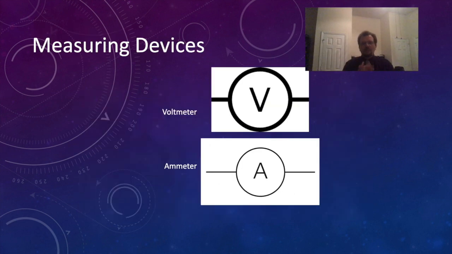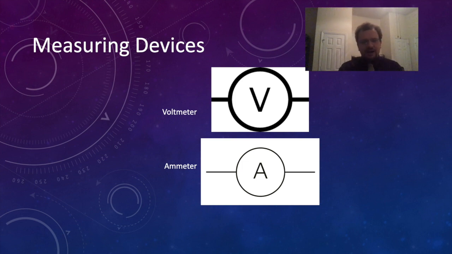So we also have our measuring devices. And those are going to be circles, a big V in the middle of the circle that shows our voltmeter, which measures the voltage. That's the potential difference between point A and point B. And then we also have the ammeter, which measures the current in amps that are going through the circuit.